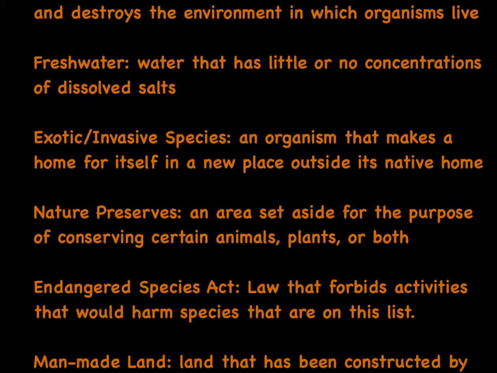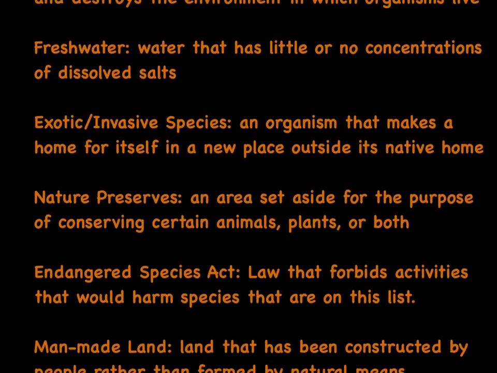Next we have exotic or invasive species. These are organisms that make a home for themselves in a new place outside of their native home. For example, we have Asian carp. Exotic species can be very harmful to the environment because when they are first introduced here from another area of the world, they have no competitors. So when they thrive, they do very well, and they can outcompete other organisms that are native to that area. They can destroy them by eating them or consuming what they eat.